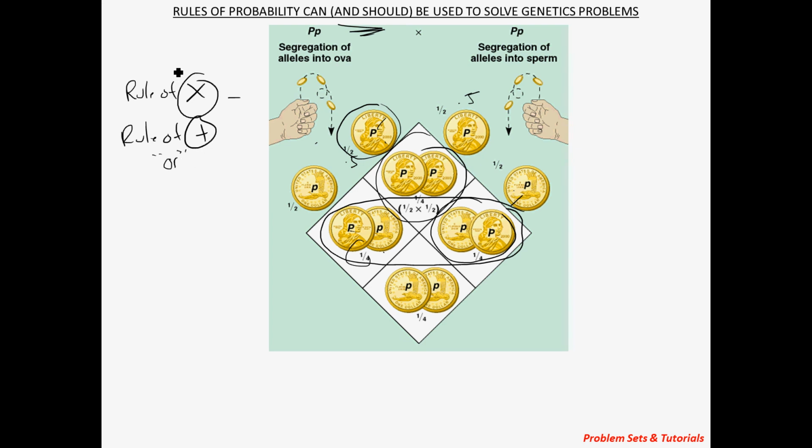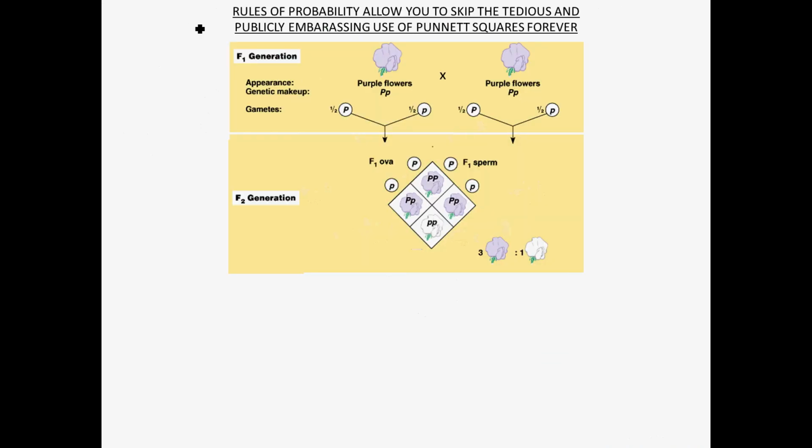Rule of multiplication: if you want two independent events happening at the same time, you want this and this happening, you multiply each individual probability together. Okay, so applying that to the Punnett square, it's going to work the same way. We just saw that here.